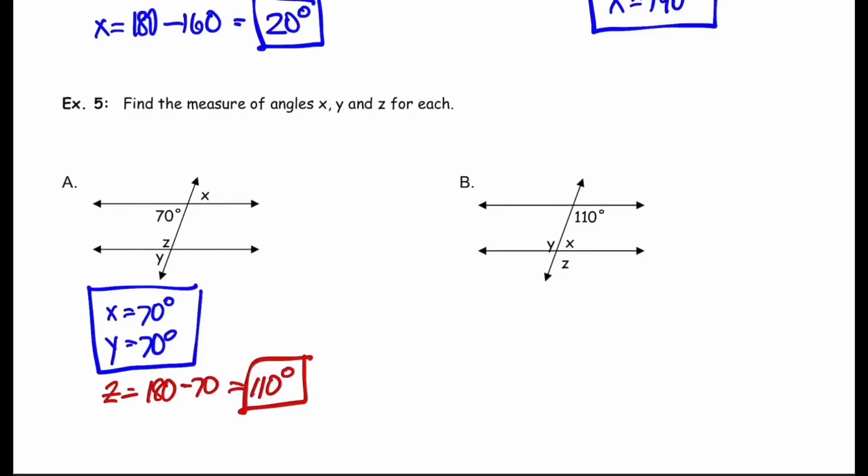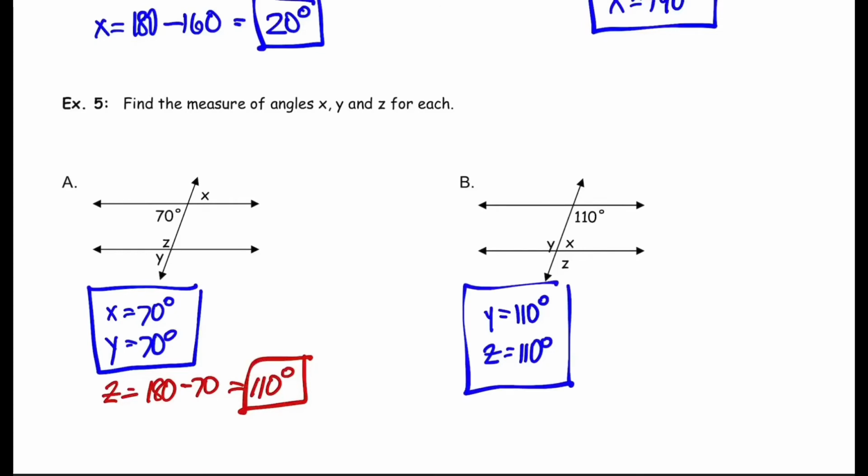Okay, example 5b. The angle that's given to me is 110 degrees. So this is obtuse. So all my obtuse angles, they'd be this one, that'd be this one, and that one. All my obtuse angles have to be 110. So that means y is going to be 110. Z is going to be 110.